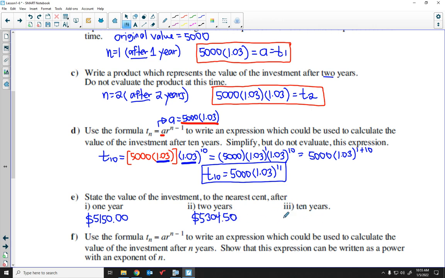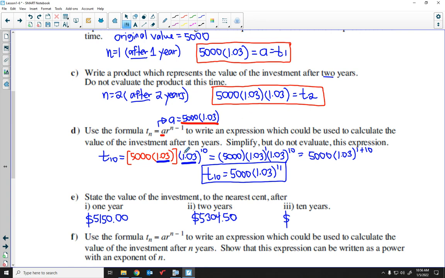And then what's the value after 10 years? Well, we can just use this equation right here to determine it. So again, this does make sense. It should make sense anyway. So yeah, A is the value of the investment after the first year. Okay, we multiply by, we combine the exponent.